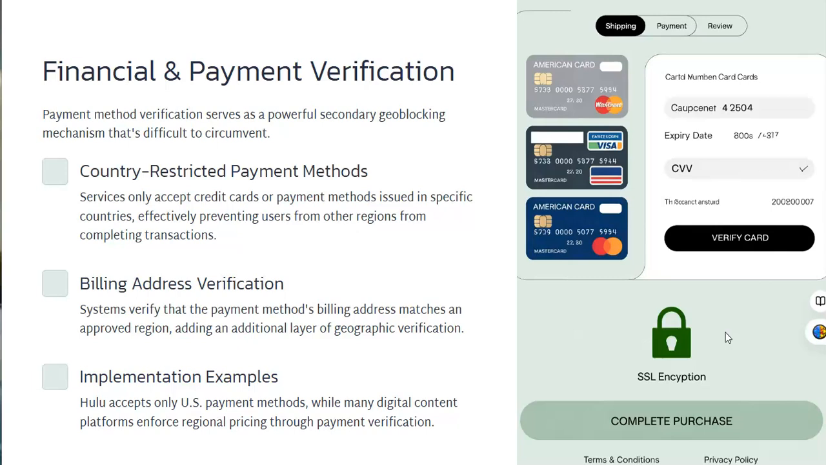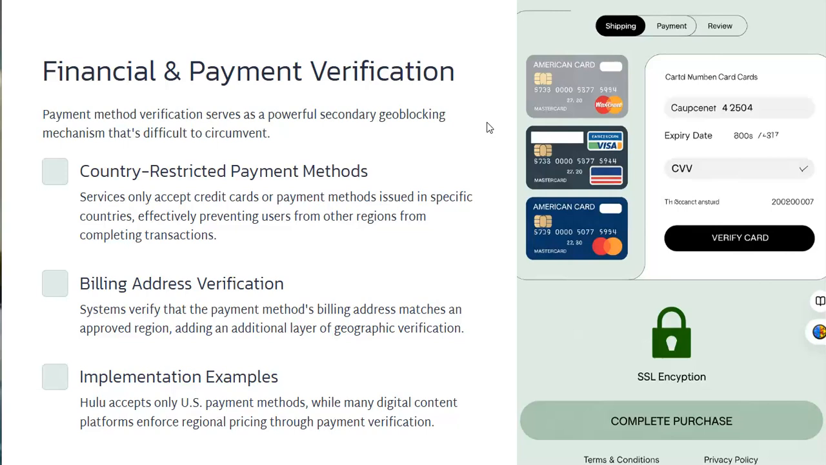And again, it's increasingly used. I'd say it's probably the second biggest beyond geolocation. This is financial and payment verification. Payment method verification serves as a powerful secondary geo-blocking mechanism.